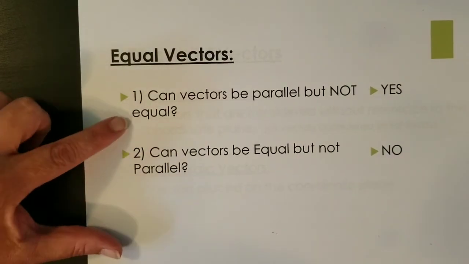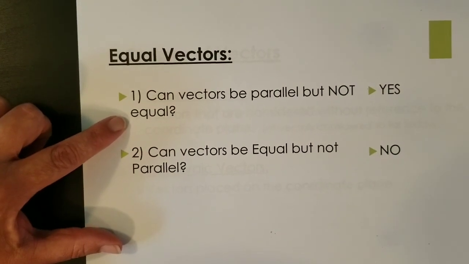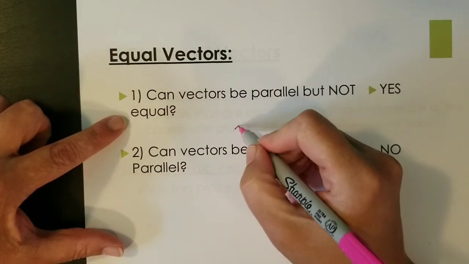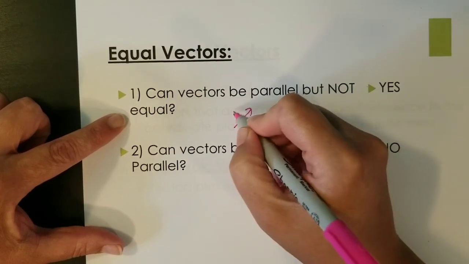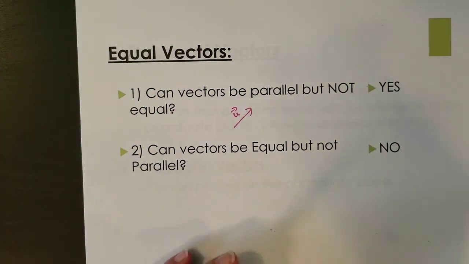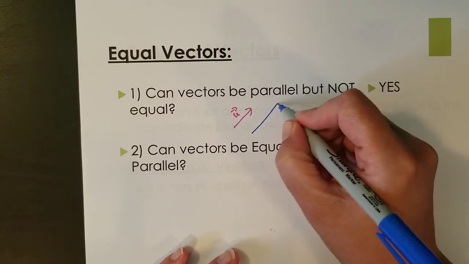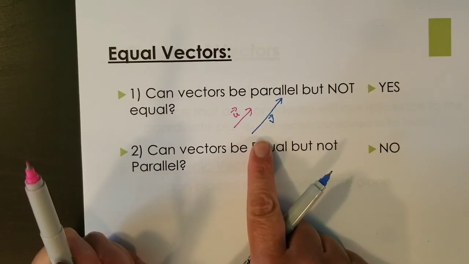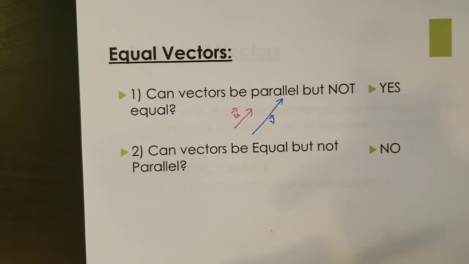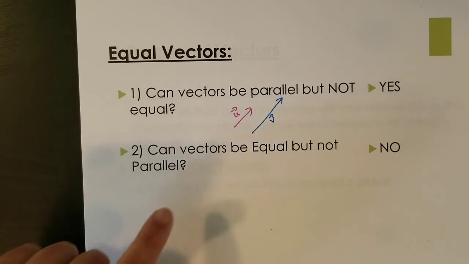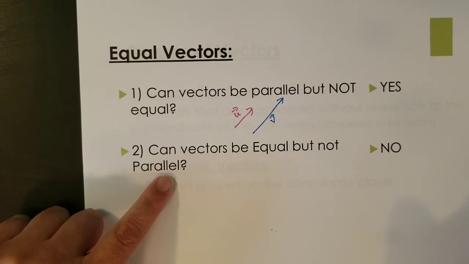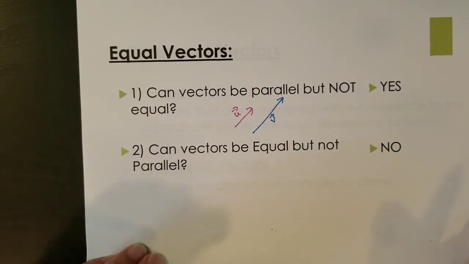So can vectors be parallel but not equal? Yes, they can. We could have two vectors that are parallel but not the same magnitudes. So if I had vector u and vector v, those vectors are parallel, they're going in the same direction, but they're not the same magnitude. They're not equal vectors. Can vectors be equal but not parallel? No, they can't. It's a requirement that they have to have the same direction as well as the same magnitude to be equal.